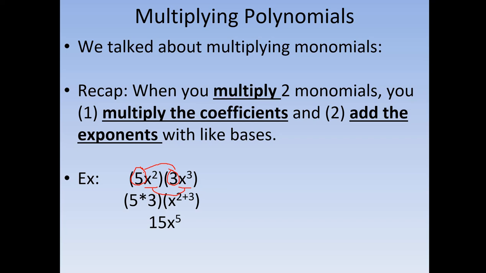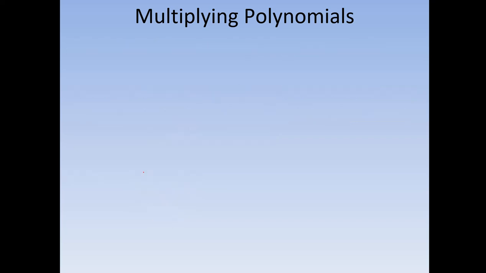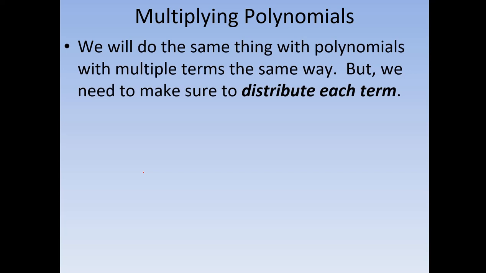So we're going to end up doing that same thing, but now when we start talking about polynomials, we're going to end up having multiple terms. So what we're going to end up doing is what we call distributing each term. We're going to take monomial by monomial and distribute across each thing so that every single term gets multiplied with each other.